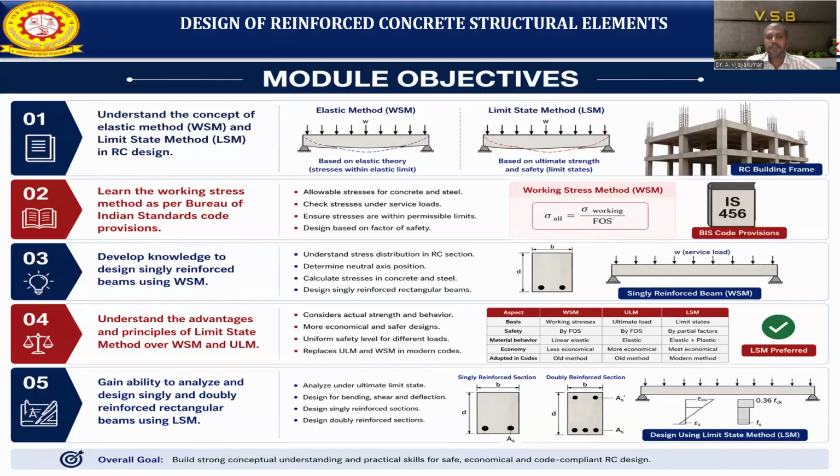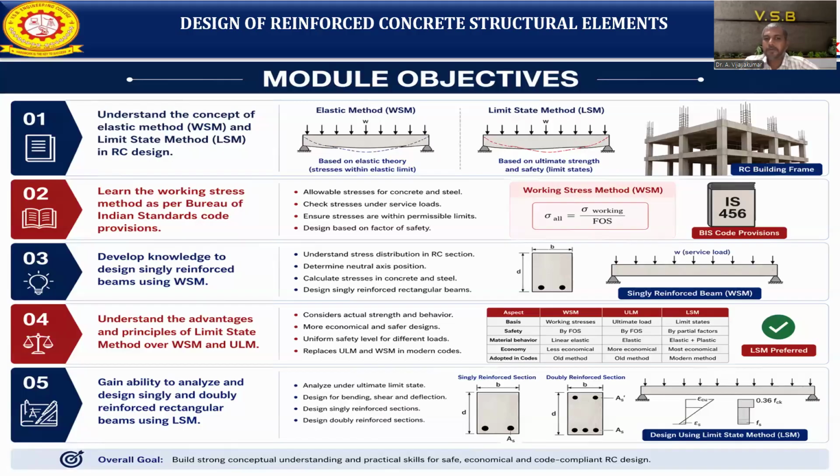Okay, and then we need to understand the behavior of the structure, how the stress distribution and how the strain distribution are in the RC concrete beam section. Once we know that, we are able to find out the neutral axis position. The neutral axis means the mid portion: above the neutral axis the beam is in compression, below the neutral axis the beam is in tension. Based on that only we can find out the type of the sections also.